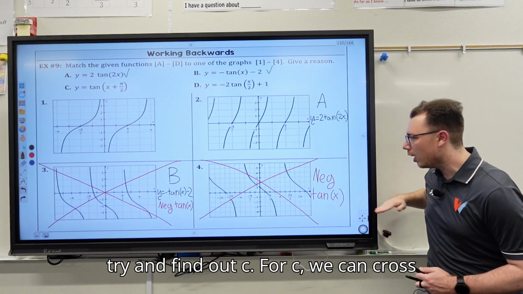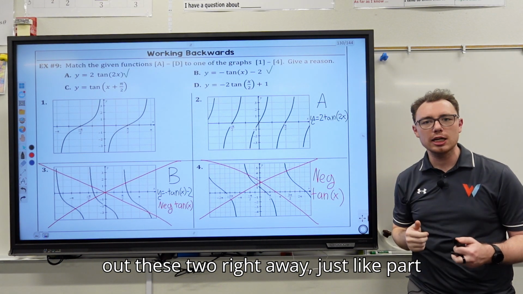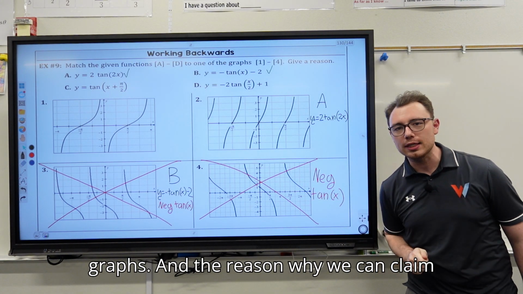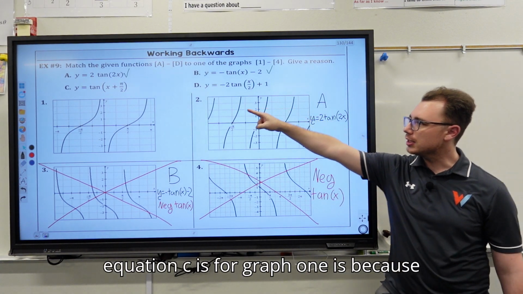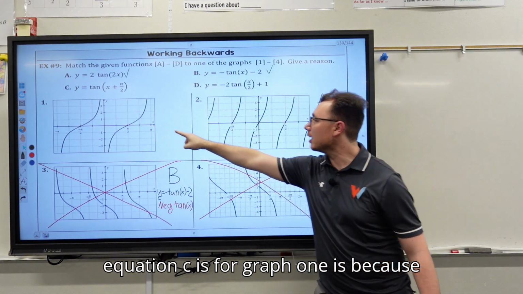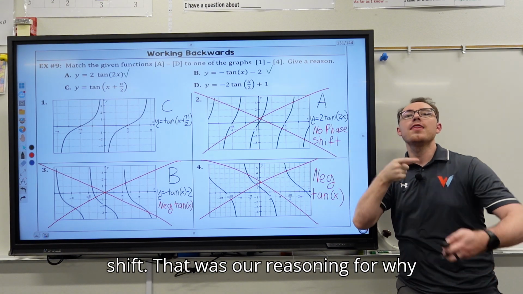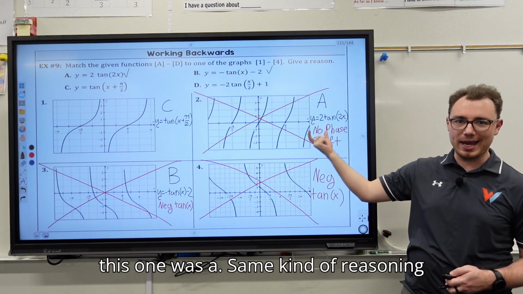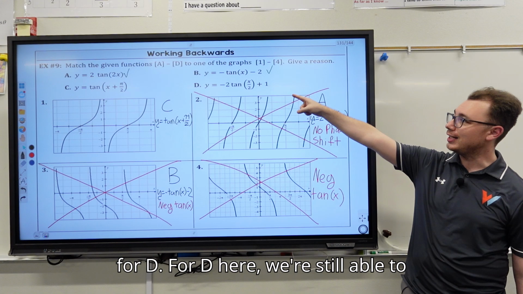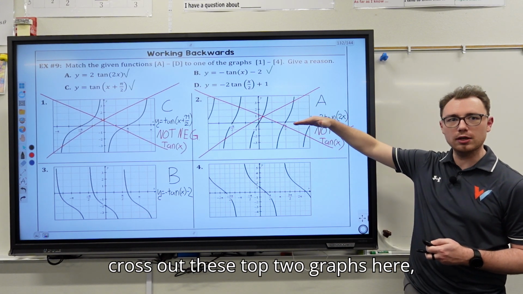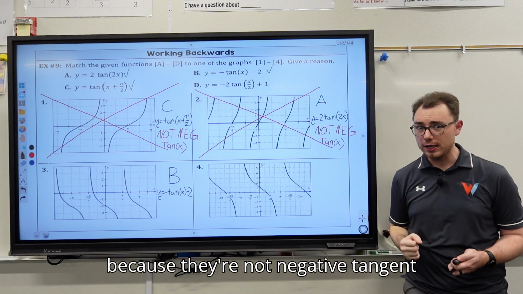For c, we can cross out these two right away, just like part A, because they're negative tangent graphs. And the reason why we can claim equation C is for graph 1 is because for graph 2 here, there's no phase shift. That was our reasoning for why this one was A. Same kind of reasoning for D. For D here, we're still able to cross out these top two graphs here because they're not negative tangent graphs.